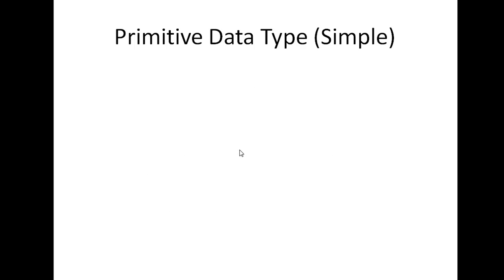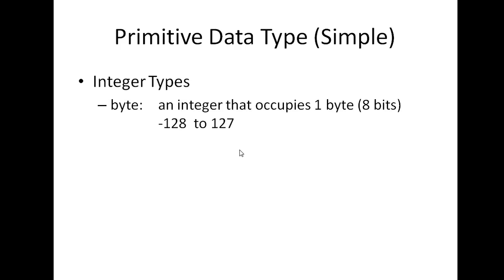So there are different types of data types. We're going to take a look at some primitive data types. A primitive data type is basically just a simple data type, the most basic data type there is. So there are some integer types, types that hold integers only. Well, one is called a byte. That's an integer type, and it's an integer that occupies only 1 byte.